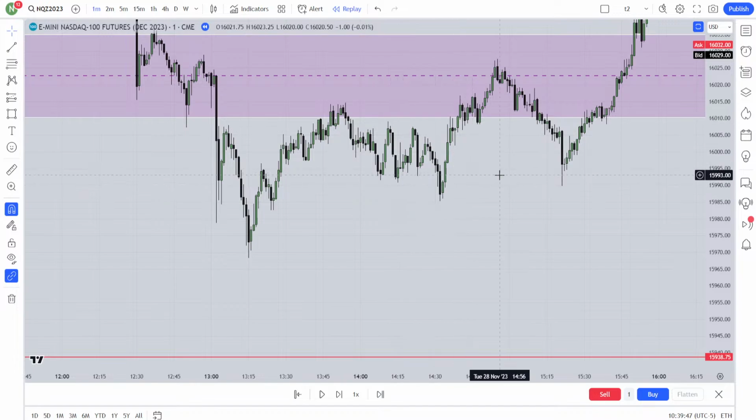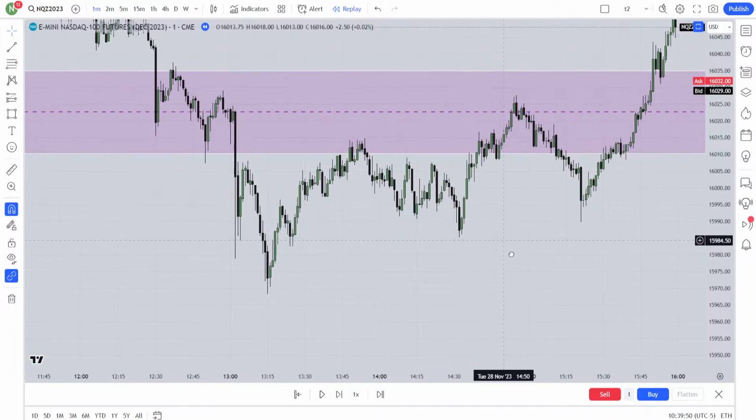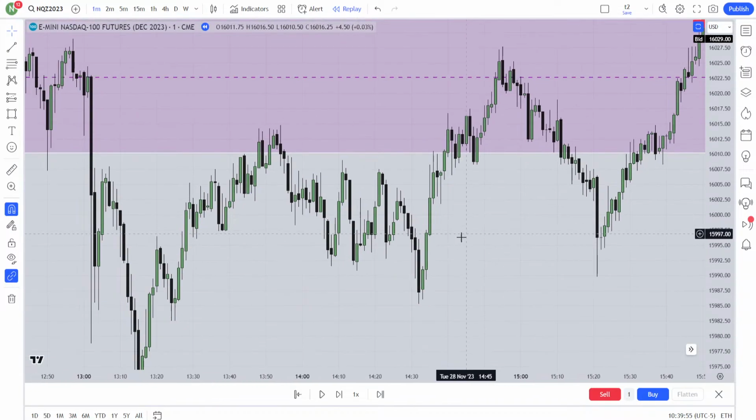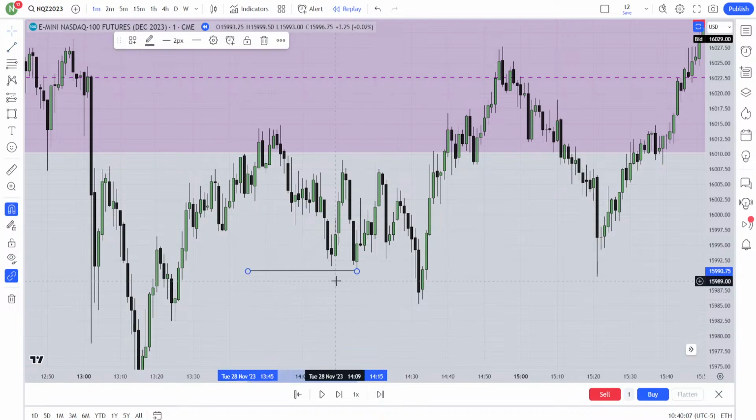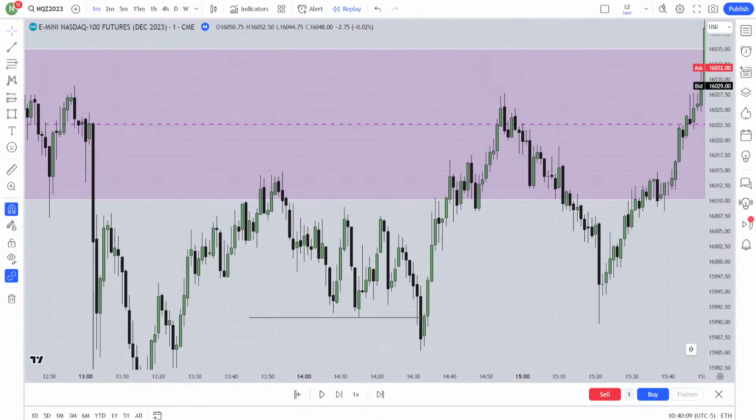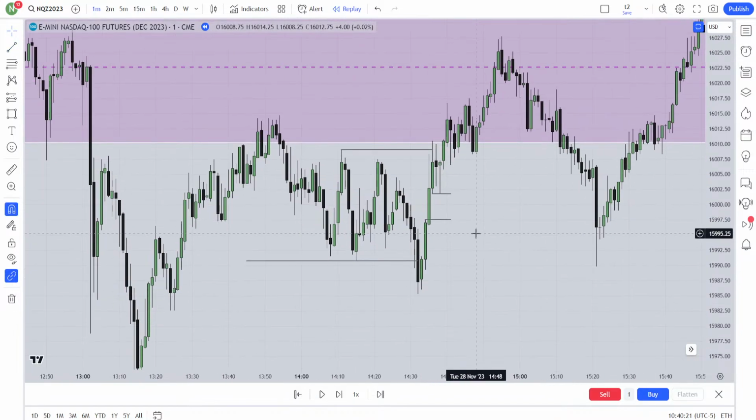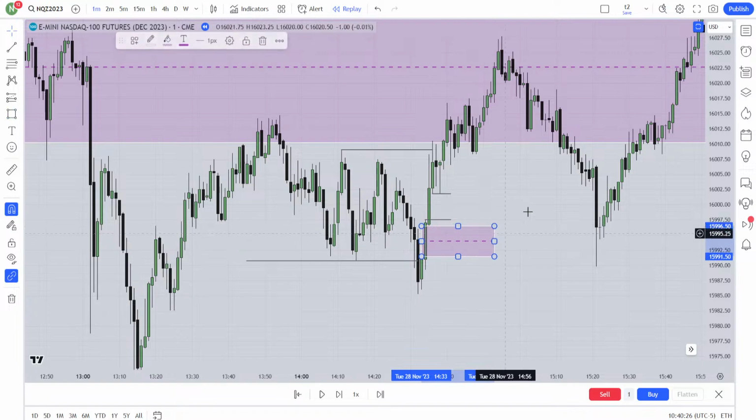Market structure shift, fair value gap, the lowest fair value gap, or the one or two fair value gaps. Do you guys remember this setup? I tweeted it. I have tweeted this setup. Sell side liquidity taken. Market structure shift. First fair value gap. Breakaway gap.